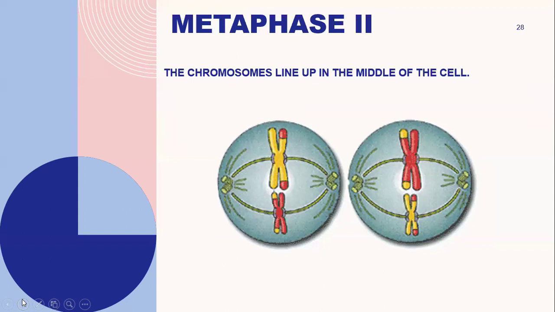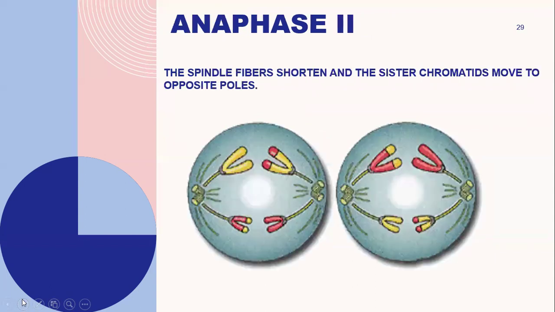Then we have metaphase 2. The chromosomes are lined up at the equator, the middle of the cell. So this time around, it's an individual chromosome. Remember that metaphase 1 had homologous chromosomes, but this time it's an individual chromosome. And these processes are occurring in both of the cells that you have formed from meiosis 1.